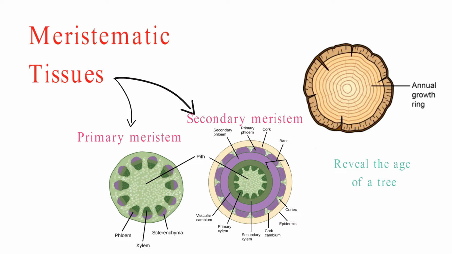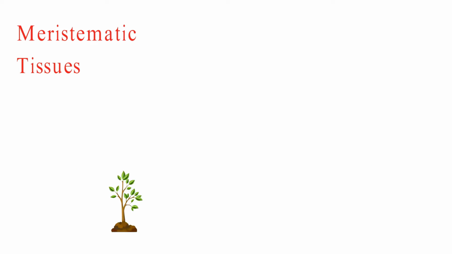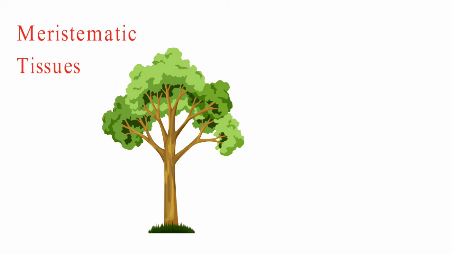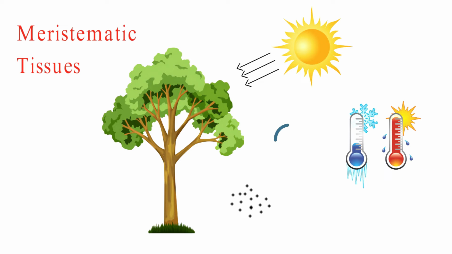These meristematic tissues aren't just passive players, they're masters of growth manipulation. The activity of meristematic tissues is meticulously choreographed by factors like hormones, light, temperature, and genetics. But which of these factors is the true puppet master?